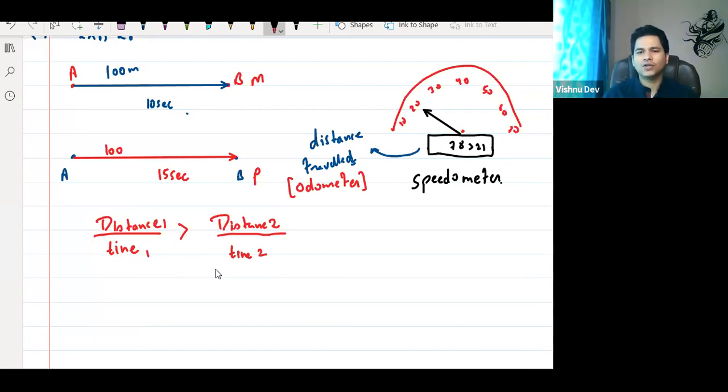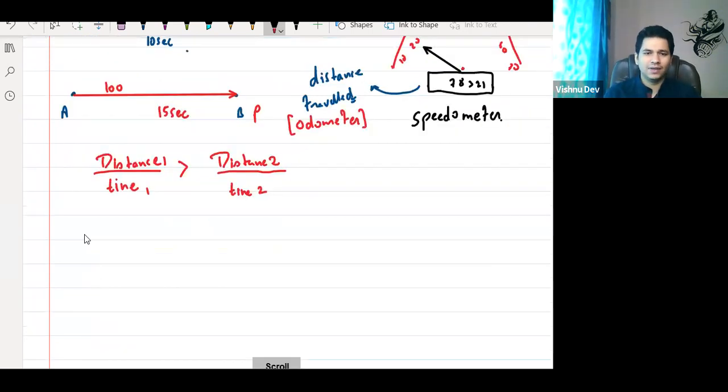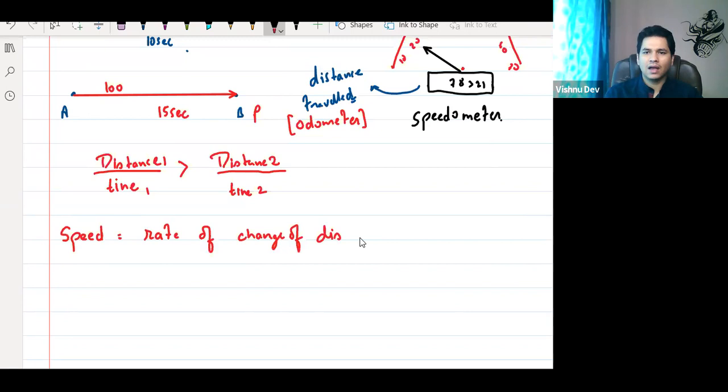So I should have some parameter. I should have something to denote this. I cannot keep on saying distance by time, है ना? So we gave a term which is called speed. So speed is basically the rate of change of distance, and rate means per unit time. Or it is basically distance covered per unit time.